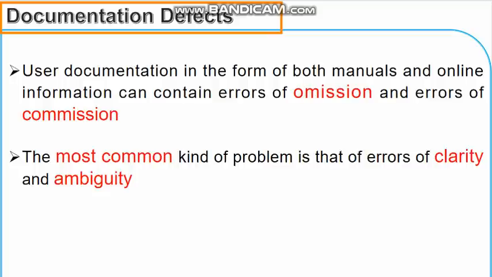Next is documentation defects. User documentation in the form of both manuals and online information can contain errors of omission and error of commission. The most common kind of problem is that of error of clarity and ambiguity.